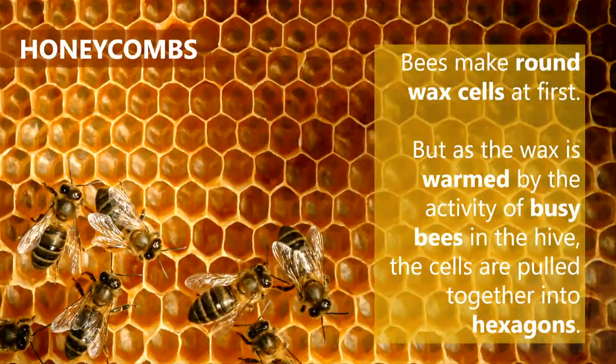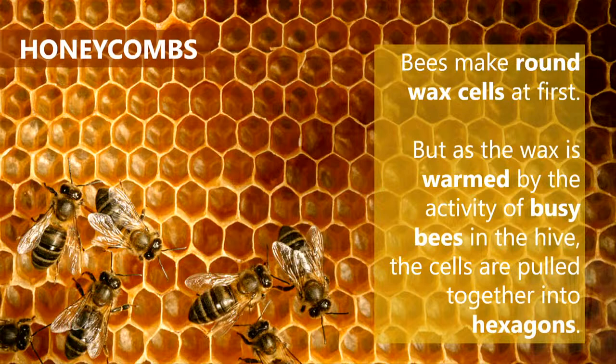Same with honeycombs and bees. The way these honeycombs start, the bees will make these round wax cells at first, but as they're working in their hives and they create warmth, those wax cells start to get pulled and pushed to each other and end up creating this hexagon shape.